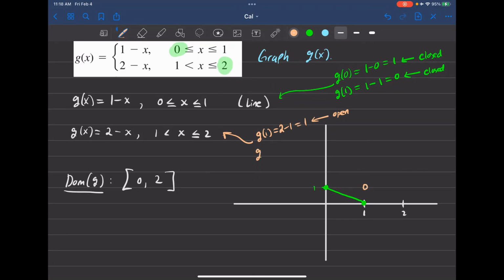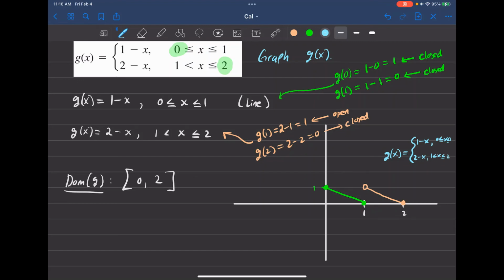Now plug in 2 into g. You get 2 minus 2, that's 0. This point is closed because the inequality is equal to on the bottom. So I plug in 2, and it's going to be at 0 right here. Again, I make another line because it's a linear function. So there you have the picture. Together, this is our function, g of x: 1 minus x between 0 and 1, and 2 minus x between 1 and 2, not including 1.